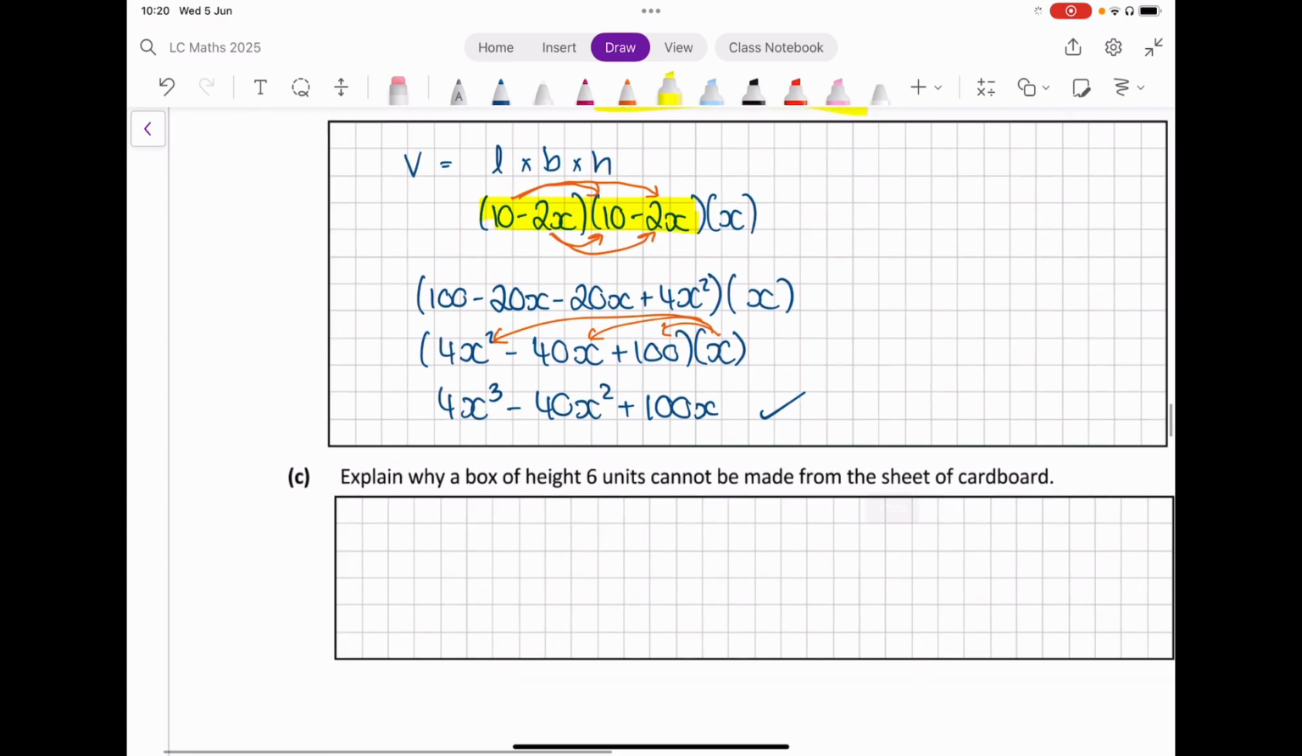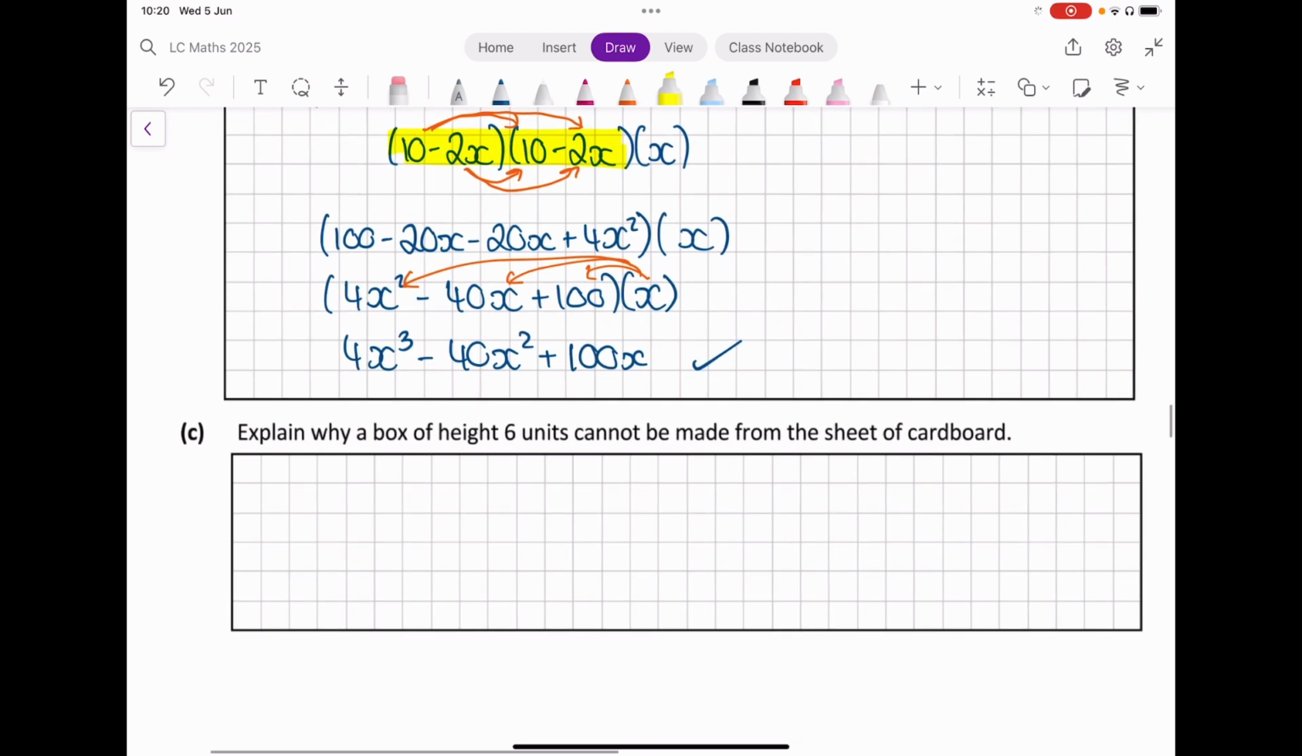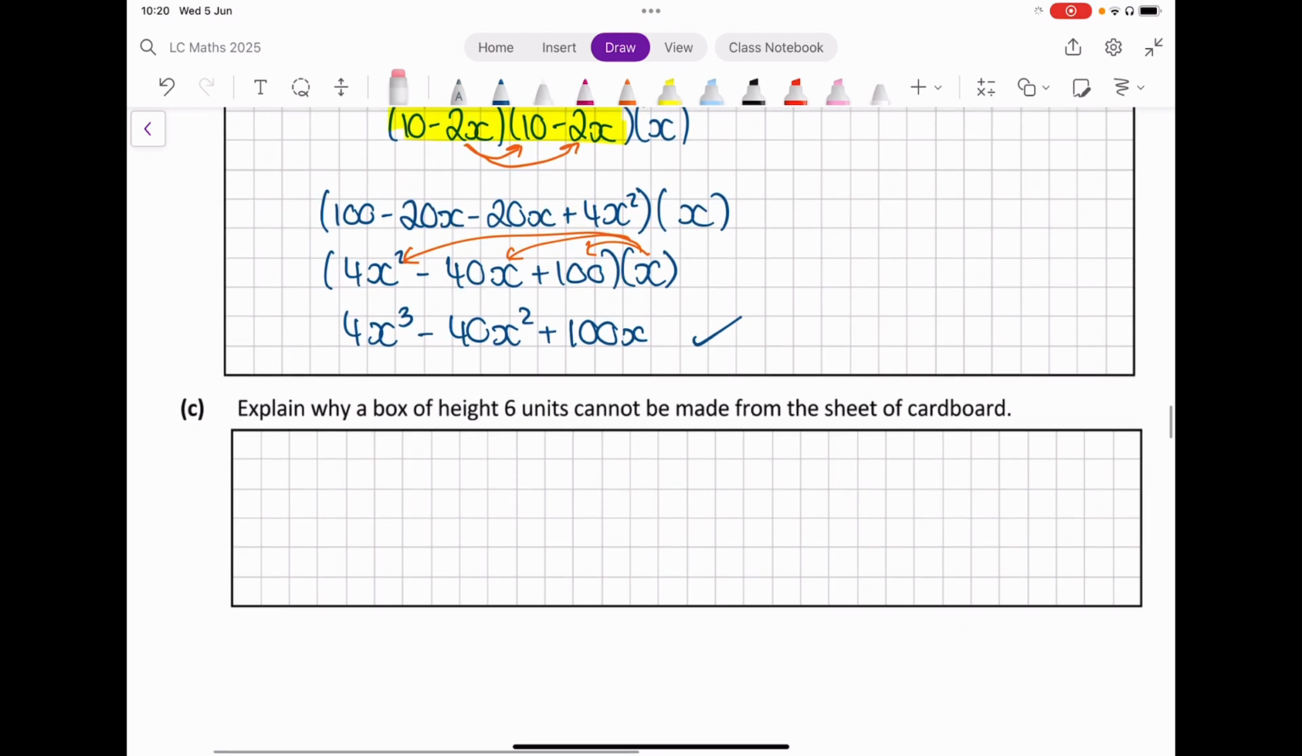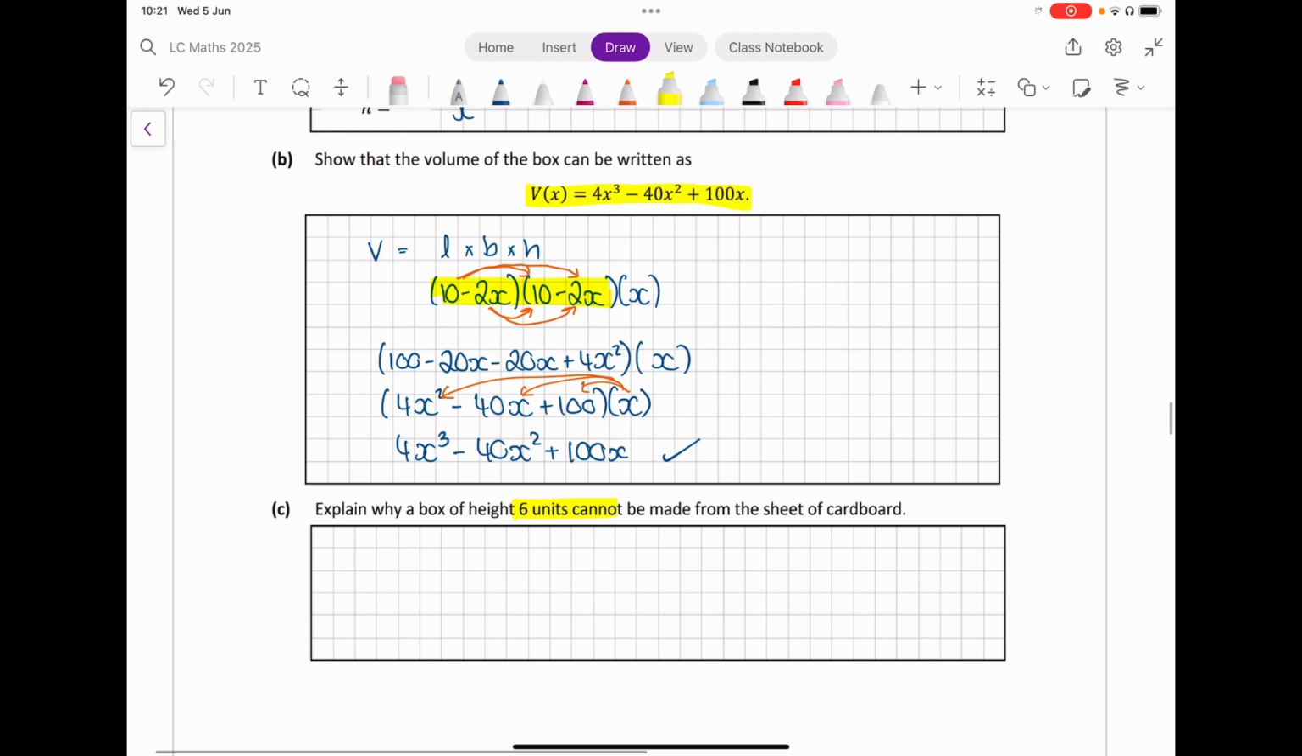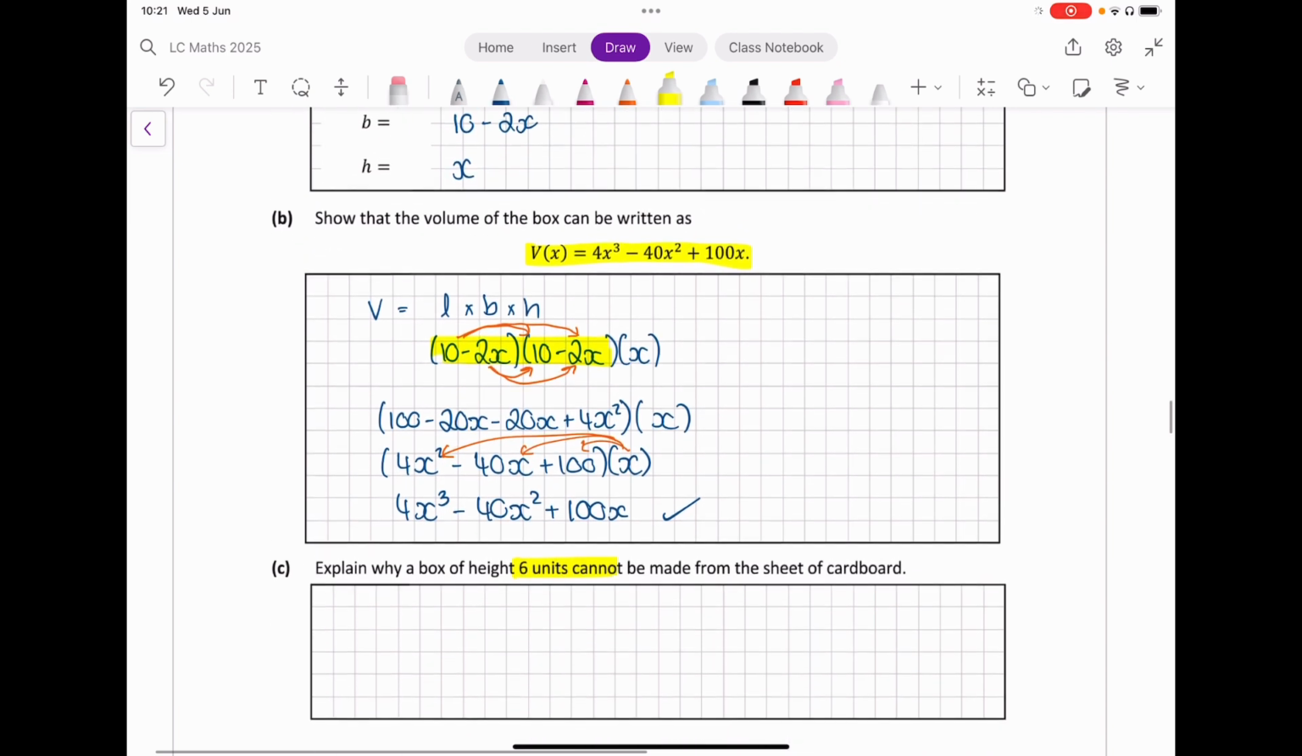Let's have a look here at "explain why the height x cannot be 6." That's what they're asking here. Why can't it be 6? So let's look at what would happen if the height was 6.